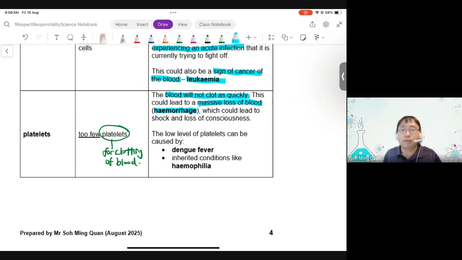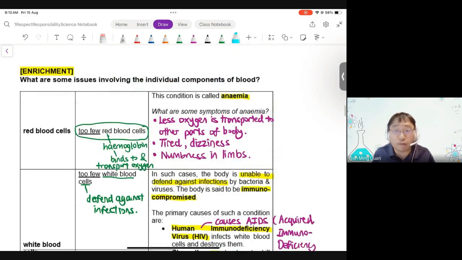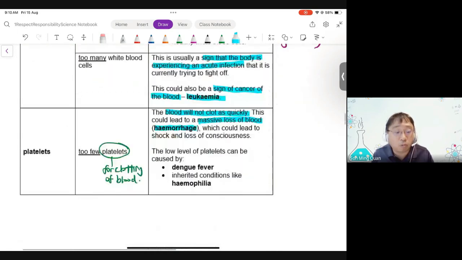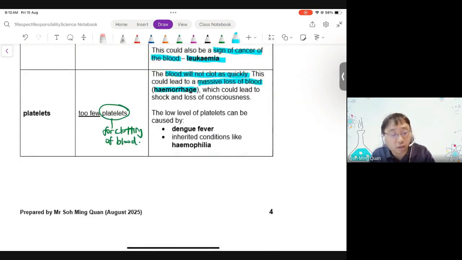A hemorrhage is a situation whereby blood is being lost at a very, very fast rate from the body. All right. Now, hemorrhage is dangerous because you are losing blood very quickly. When you lose blood, you lose a lot of red blood cells. So you go back. If you lose too many red blood cells, you have so few red blood cells left, you get anemia. But worse still, you could go into shock and lose consciousness. All right. So for those of us who are learning first aid in NCDCC, you might have learned these words: shock and loss of consciousness. This happens when there's a massive loss of blood, which is called a hemorrhage. Now, hemorrhages can be caused by many things, but one of the reasons is lack of platelets.